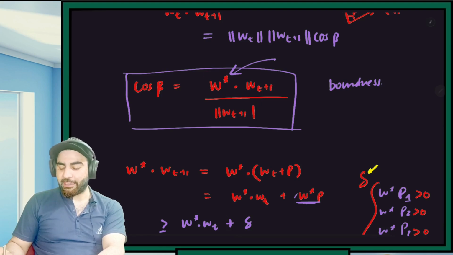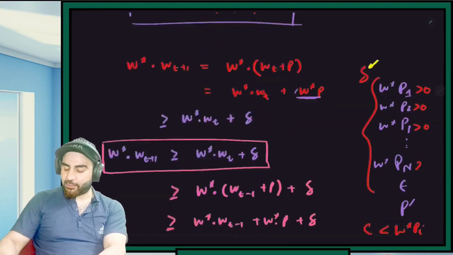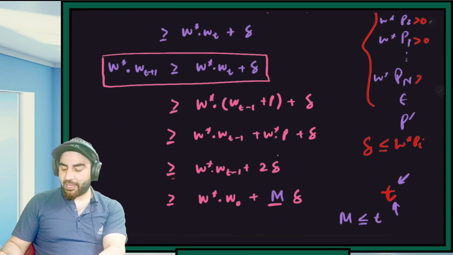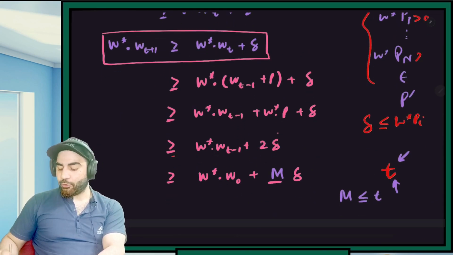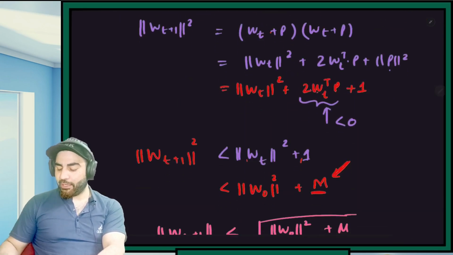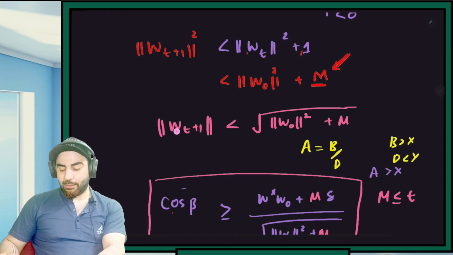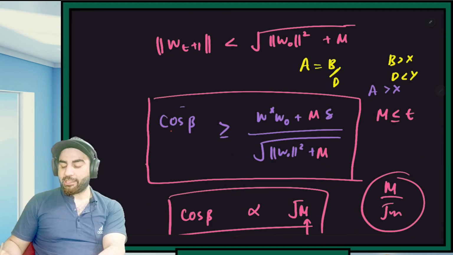I'll take this numerator and the denominator. I expand the numerator, and this is what I got: w transpose w star dot w naught plus m times delta, and this is greater than this. And when I expand the denominator, w_{t+1} is under root of w naught square plus m. So what I said is that cos of beta is then greater than this.